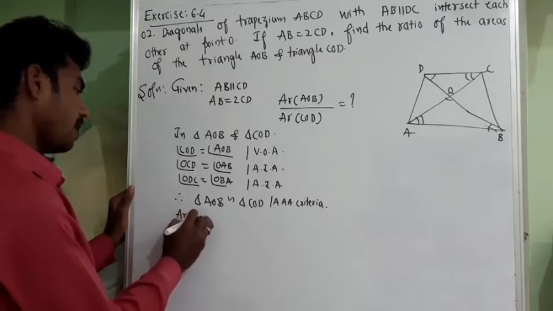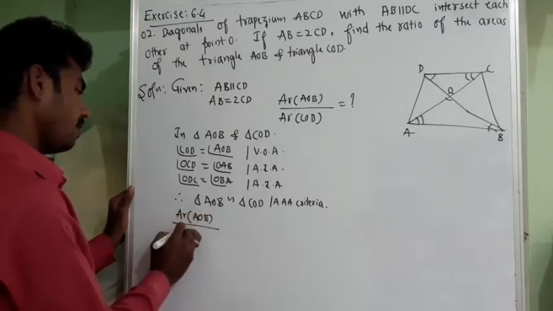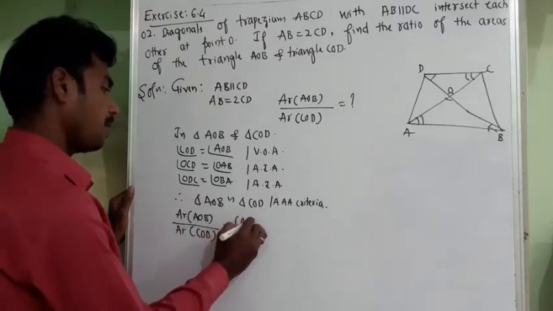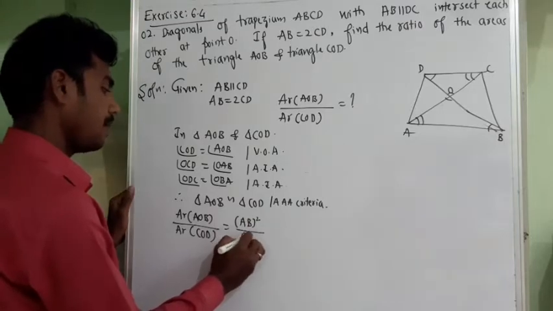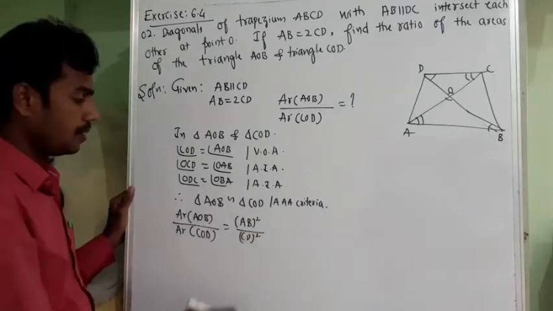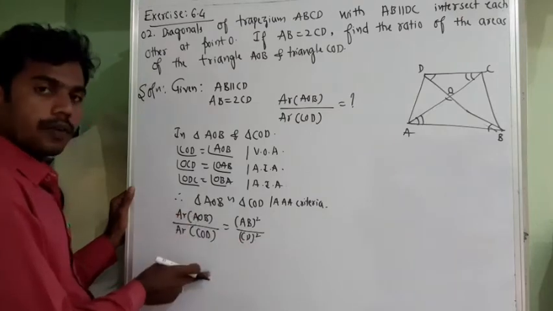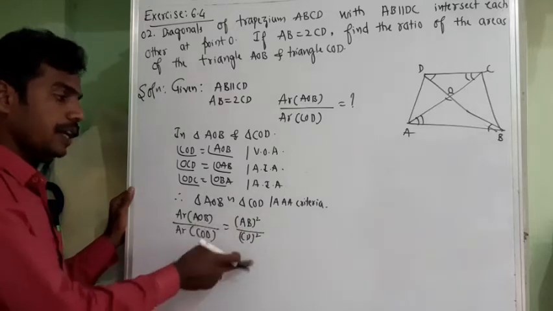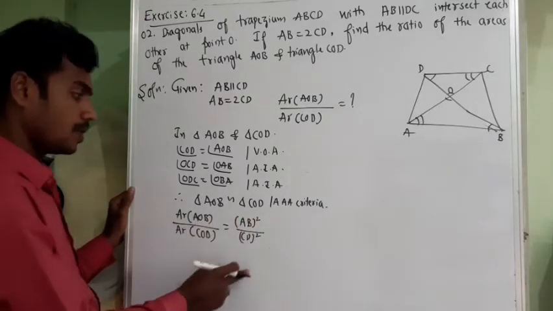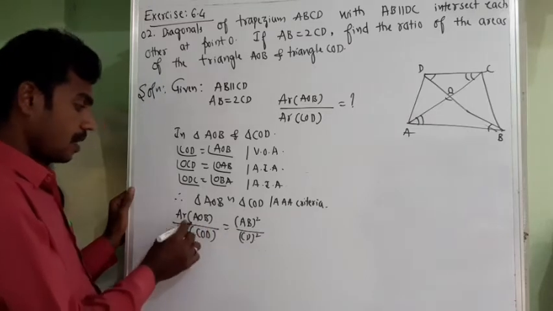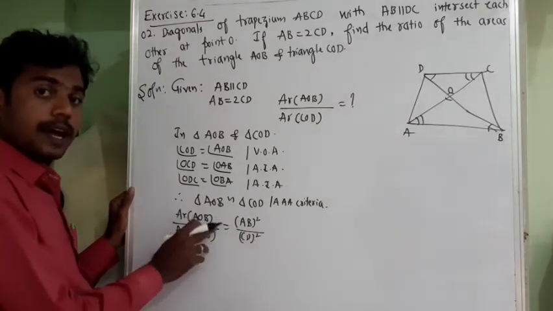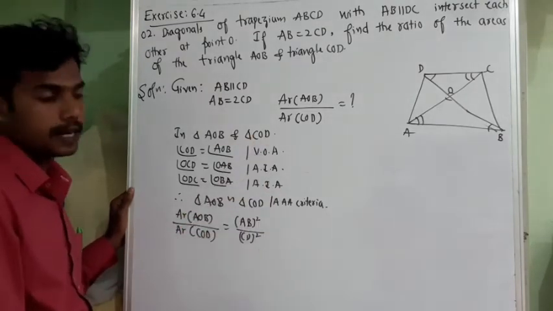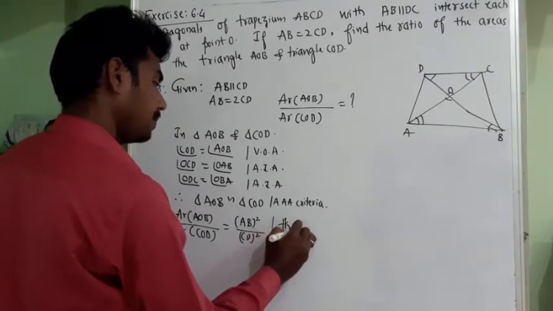Area of triangle AOB divided by area of triangle COD is equal to AB whole square divided by CD whole square. Can we write that? Because the ratio of areas of two similar triangles is equal to the square of the ratio of corresponding sides. That is the theorem. The area of similar triangles theorem states the ratio of areas of similar triangles is equal to the square of the ratio of their corresponding sides.